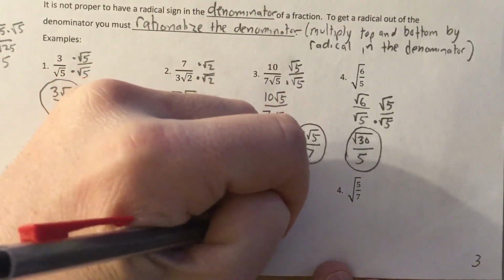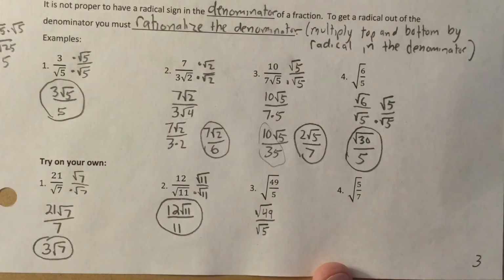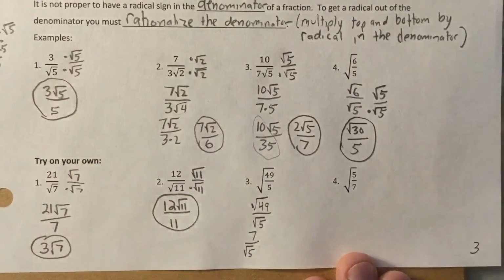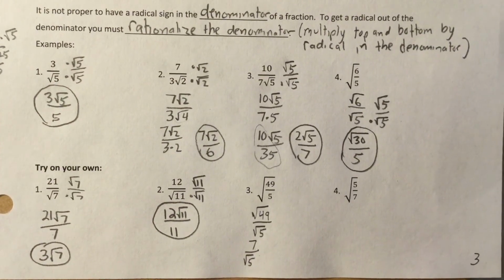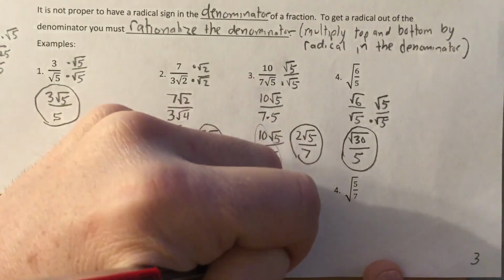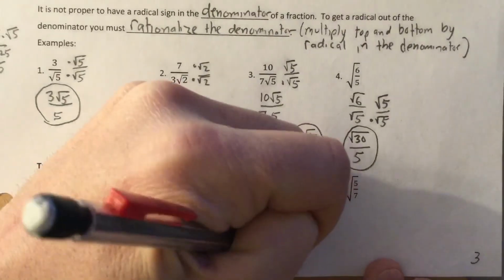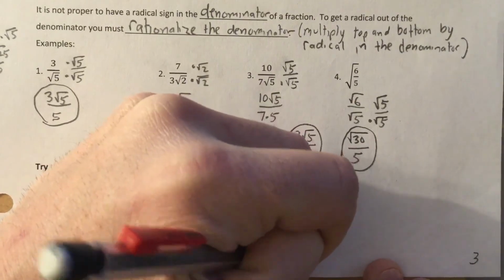So I want to rewrite this top and bottom. The square root of 49 is 7, over root 5. Now again, the problem here is I can't leave a radical in the denominator, so I'm going to multiply top and bottom by root 5. So my final answer is 7 root 5 over 5.